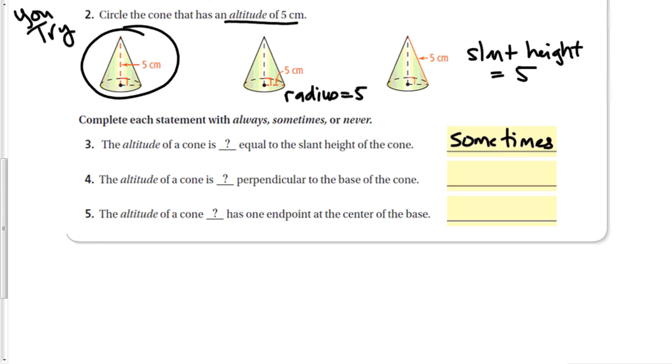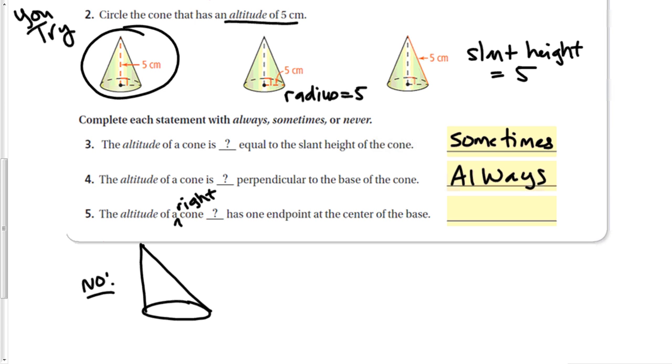Number 4, the altitude of a cone is blank, always, sometimes, or never, perpendicular to the base of the cone. And the altitude is always perpendicular. And this last one, I want you to change it to a right cone. We're only going to deal with right cones. We're not going to have cones that are called oblique, where the point is sort of off to the side. We're not going to deal with those. So for the right cone, the altitude always, sometimes, or never has one endpoint at the center of the base. For a right cone, it always has the altitude at the center of the base.